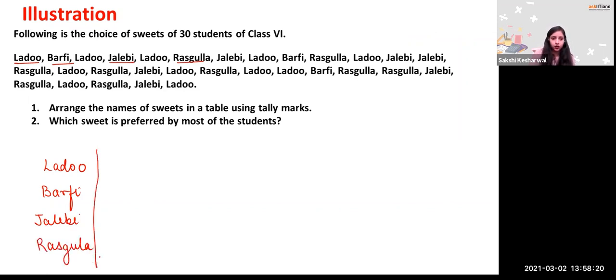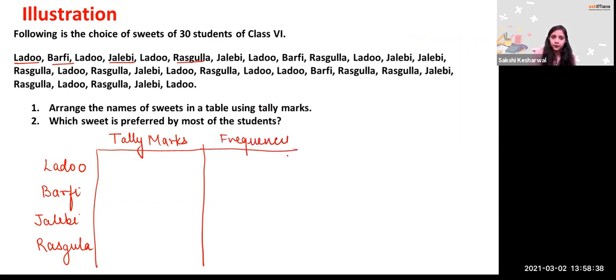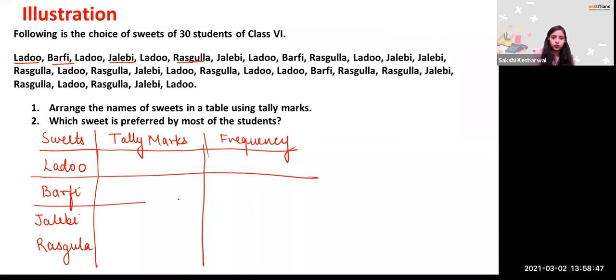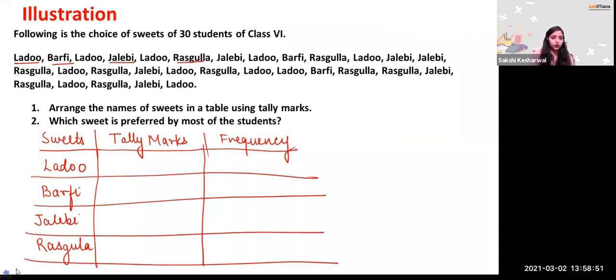You just make a column, arranging the names of the sweets in the table using the tally marks, right? So you make a table like this. You write over here tally marks, and then you write over here frequency. Second, over here you write these types of sweets. This is how we make the tables. You just make a column like this so that you don't get confused, right? Let me change color. I think that will help you. How will we do this?